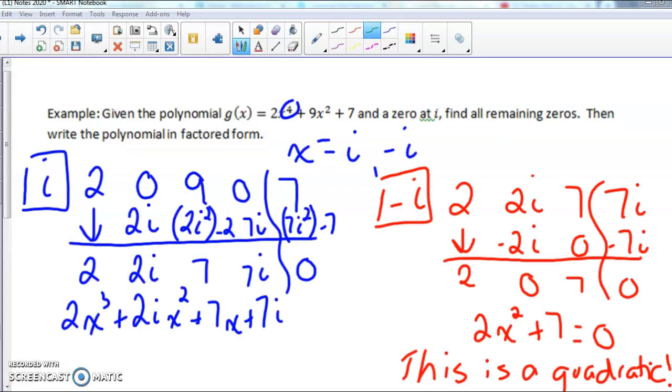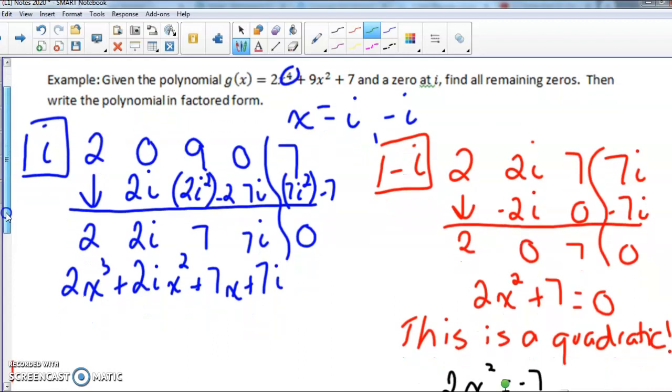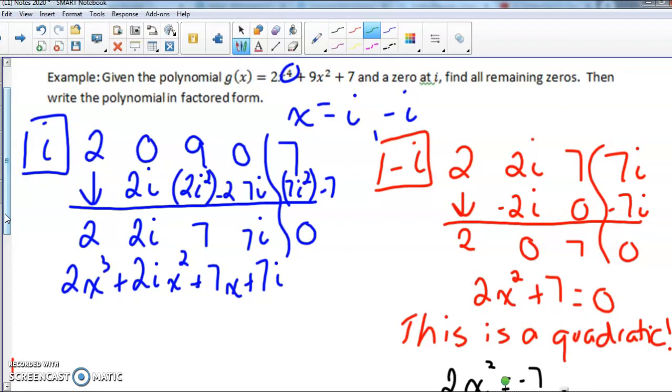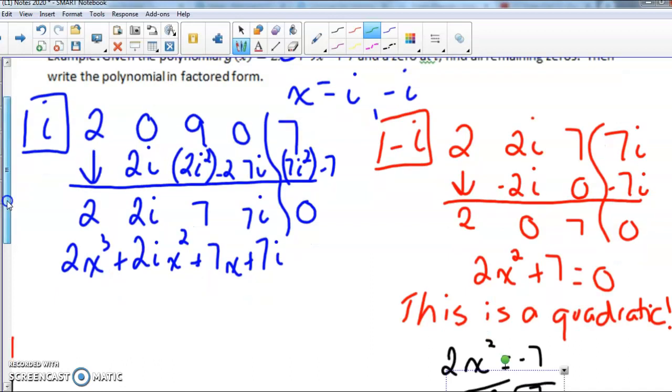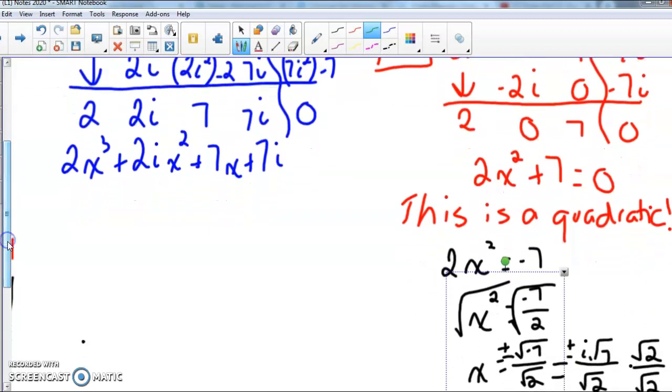Okay, so this one was tough. If you did synthetic division with i, you got to a point where you had 2i squared, which I put in parentheses because you had to recognize that was negative 2. Same thing at the end, you got to a point with 7i squared, which was negative 7. So the answer polynomial looked really funny because it had i's in it. But when you did synthetic division again with the negative i, all the i's worked themselves out and you were left with a quadratic. Quadratics are always solvable for us.